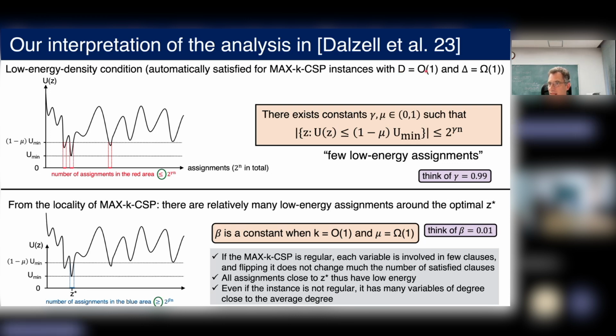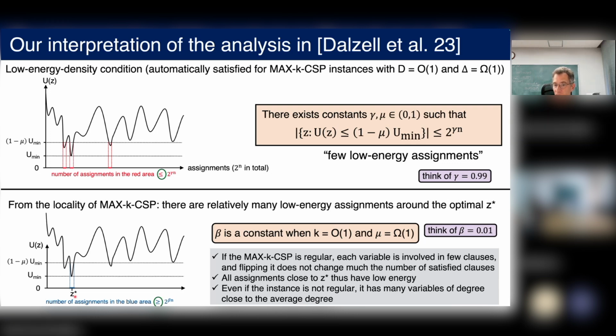Again, we are assuming that D is constant, which means that the formula is fairly close to being regular. Each variable is involved in a few clauses, essentially the same number of clauses. So what does it mean? This means that you cannot have one variable such that flipping it will modify the value of all the clauses of the formula. So from the regularity, we can argue that each variable can only flip a relatively small number of clauses. So if you start with Z star and you flip one variable, you still get an assignment that satisfies a large number of clauses. And the same if you flip 2 or 3 or a small number of variables. Okay?